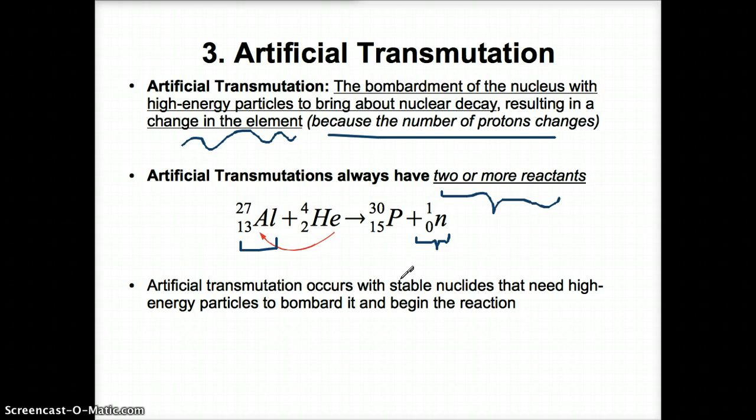Artificial transmutation usually occurs in stable nuclides that require high energy particles to bombard or hit them and start the reaction to change their identities. So basically they don't happen on their own; they need to be bombarded with a high energy particle to start. The way you can think about artificial transmutation is that it has two reactants, usually a nuclide and a high energy particle in the form of radiation, reacting to form a new nuclide or new nuclides, sometimes with the release of additional particles such as a neutron in this example. We'll discuss how artificial transmutation can be distinguished from the next two nuclear reactions, fission and fusion, very soon.